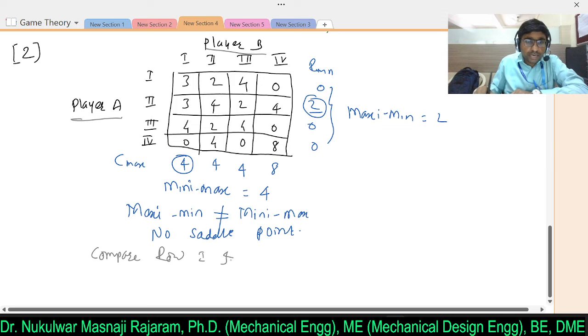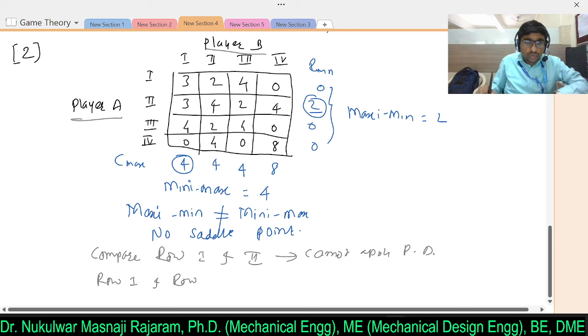row 1 and 2. So here we can say 3 is equal, 2 is less than 4, 4 is greater. Clear? 0 is greater than 4. So here we cannot apply principle of dominance. Then we will compare row 1 and row 3. Now here if you observe, 3 is less than 4, 2 is equal to 4, 4 is equal to 4, 0 is equal to 4.